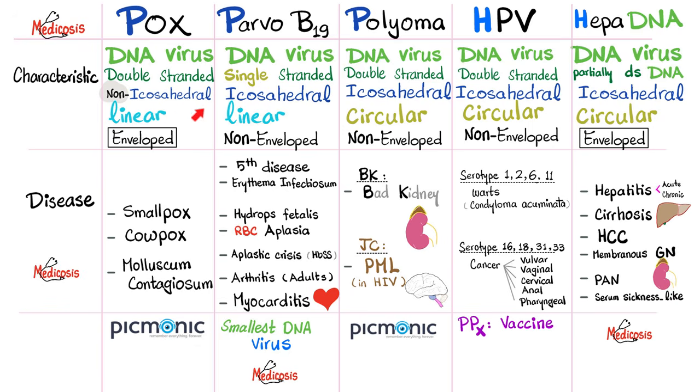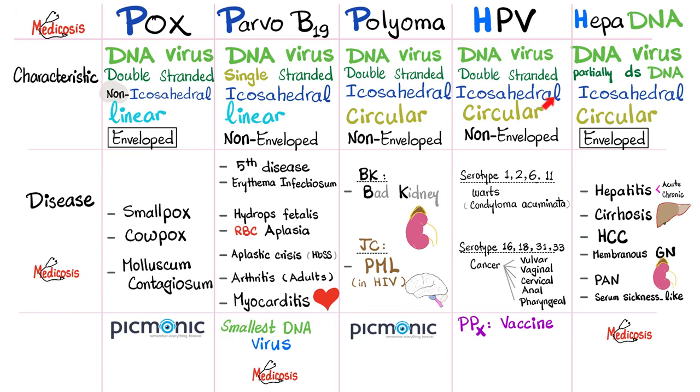Next, tell me what this genome looks like. Is it circular or linear? Pox and parvo are linear. Polyoma, HPV, and hepadna are circular. Then tell me about the capsid, which is the protein that surrounds the virus. Pox has a non-icosahedral capsid. The rest of them have an icosahedral capsid.